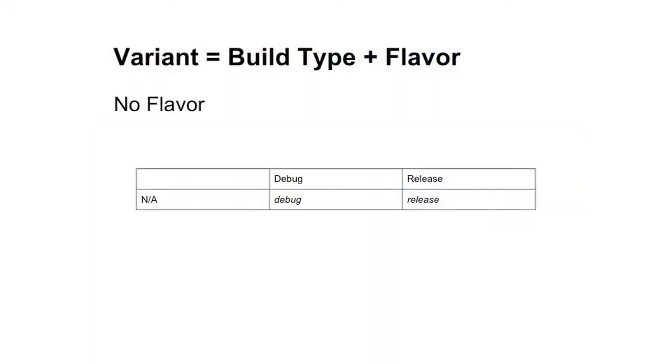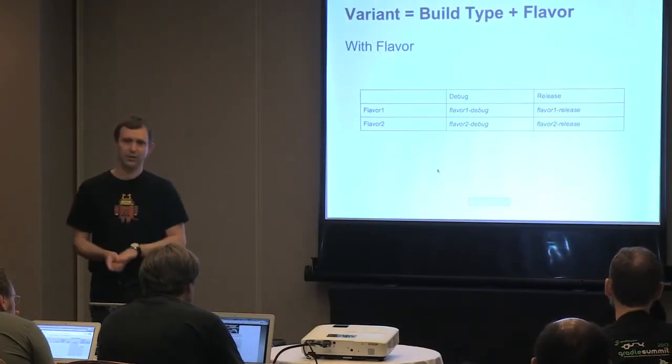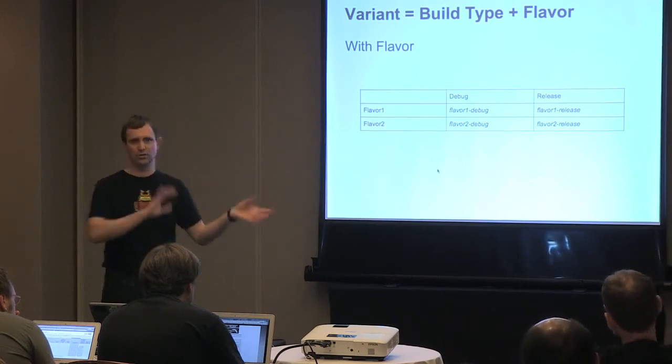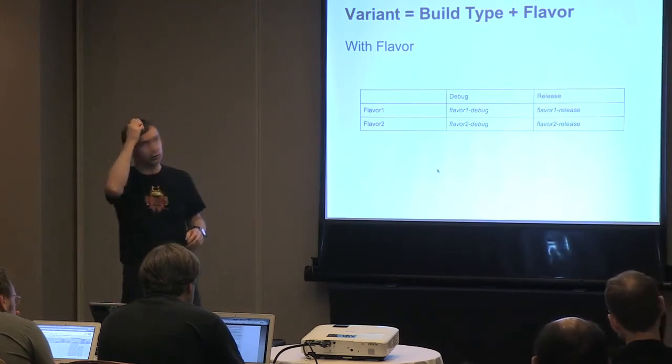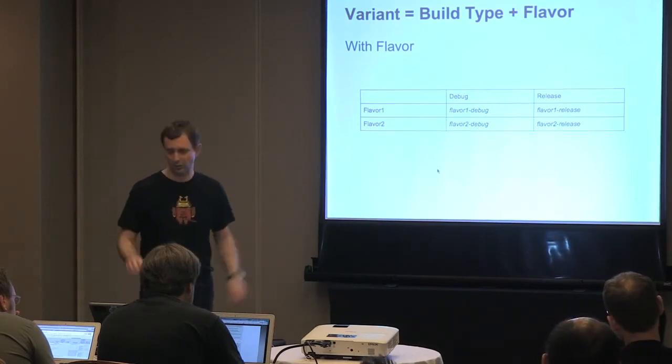So as I just mentioned, a variant is always a build type plus a flavor, unless there's no flavor, in which case it's just the build type. So in that case, debug gives you debug and release gives you release. If you have flavors, then it's a combination. Earlier I talked about having 3 different APKs for release, beta, and debug. If you have 2 flavors, suddenly you have 6, and we just generate all of those and make sure that it compiles.